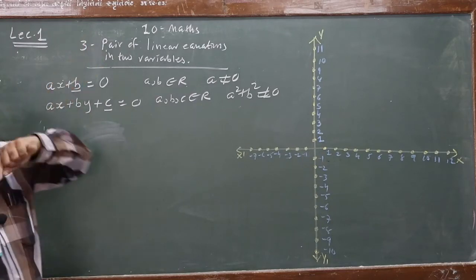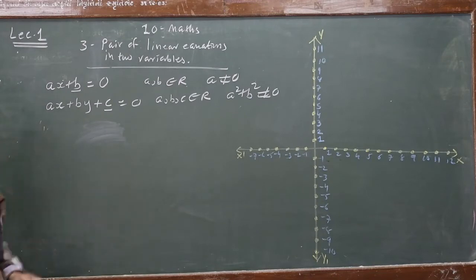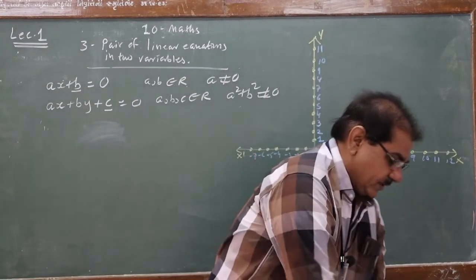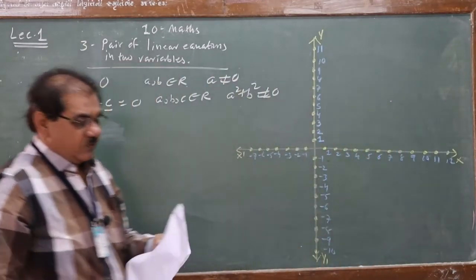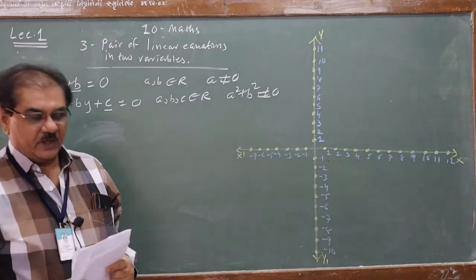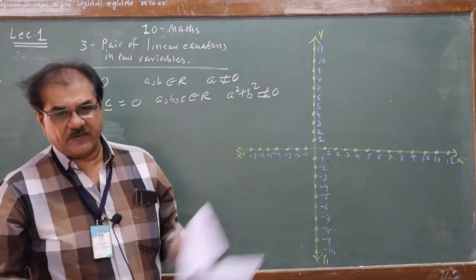Now we want to go for a pair. Pair means jodi, I told you. For that I tell you a story. It is given in the book only. So the story is this: one girl, Akila, went to a fair. Okay? And she wants to enjoy the fair.